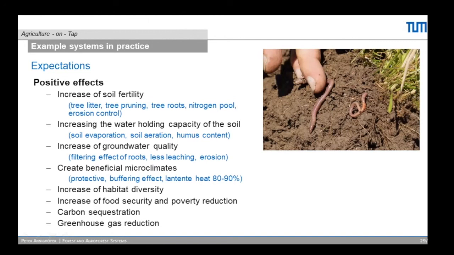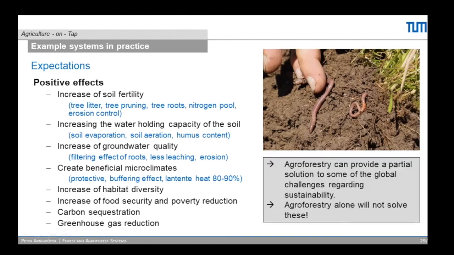Next point, food security is still, of course, a topic that is in the room, and these systems will only work if they are efficient and if they can fulfill this function of food security, and continue to do so, especially in regions that are still rather poor and suffer from malnutrition, etc. Carbon sequestration, of course, through integrating woody components, longer living components, and the hope in total also to reduce greenhouse gases. And with that said, agroforestry, of course, can provide, I would say, a partial solution to some of the global challenges regarding sustainability. However, agroforestry alone will not be able to solve these.